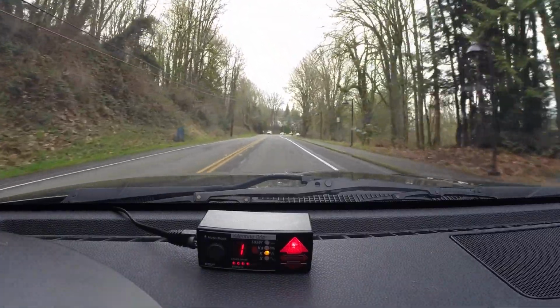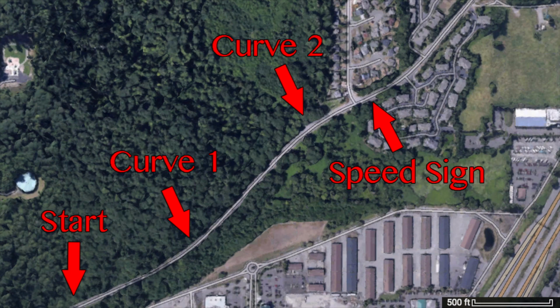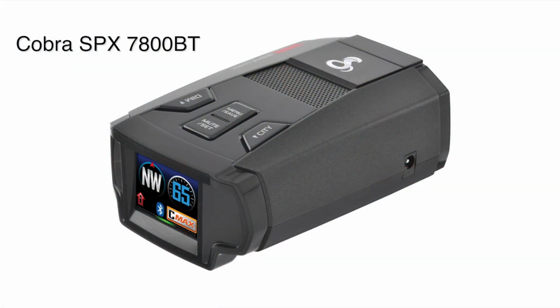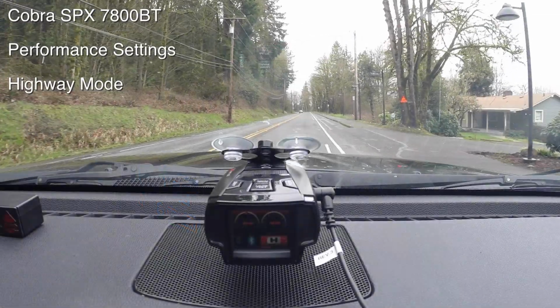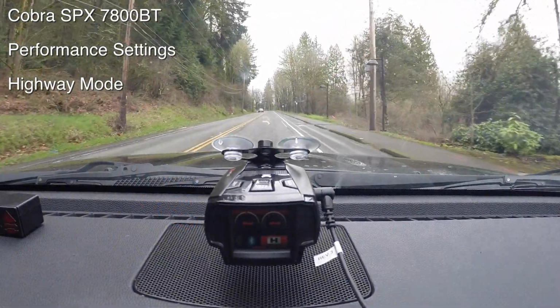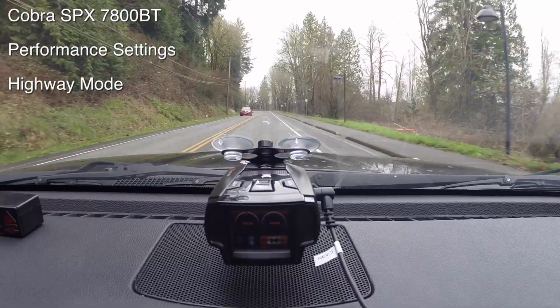So with that said, let's go ahead and start taking a look at the Cobra test runs. The Cobra that we'll be testing will be their top-end SPX 7800 BT. We'll go ahead and do it in performance settings first, so you'll get to see its detection range, and then we'll enable some filters to help deal with the false alerts, and you'll see how the range drops and also the quality of the ramp up changes as well. So here's the Cobra in highway mode.